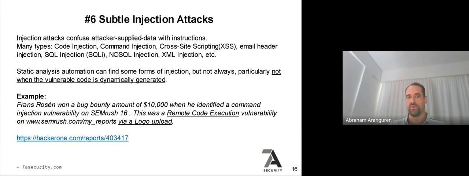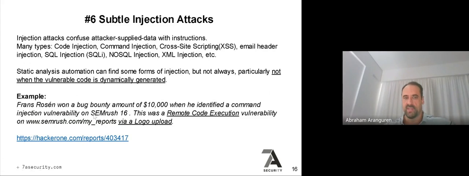Then there's subtle injection attacks, right? So injection attacks confuse attacker-supplied data with instructions. Normally, you're going to have a string concatenation. The only exception to this would be NoSQL injection. But in most cases, you will have some form of string concatenation of user input on one hand, and on the other hand you have instructions. Then you merge them together with a string concatenation, and then you no longer know what is code and what is instructions because it's all merged, right? So static analysis automation can find some forms of injection, but not always, particularly not when the vulnerable code is dynamically generated, right? That's where static analysis tools will really struggle with any sort of dynamically generated code.